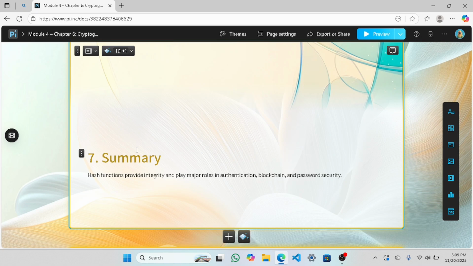Lastly, we are going to summarize this video. Hash functions provide integrity and play major roles in authentication, blockchain, and password security. So they ensure integrity, authenticity, and efficient data verification. These are essential in password security, blockchain, digital signatures, and secure communication.